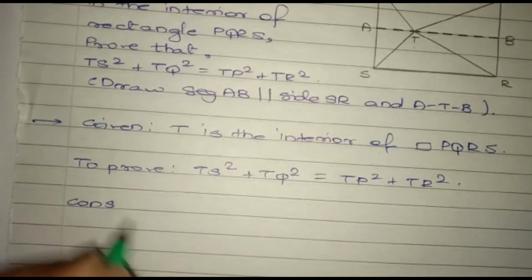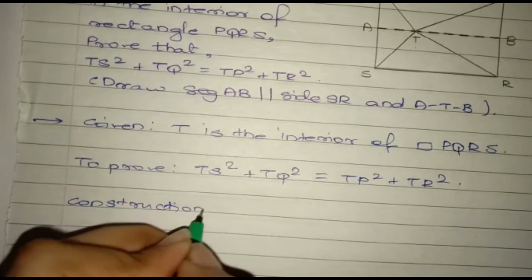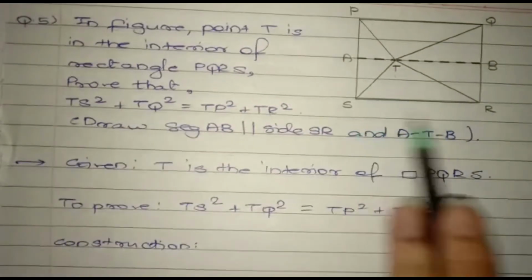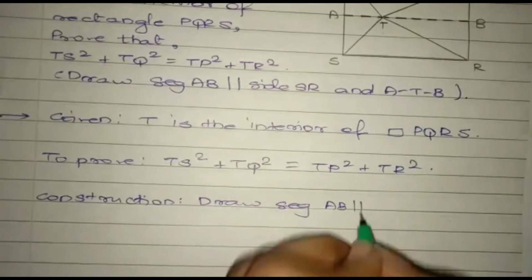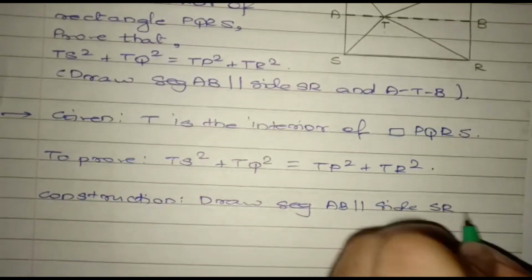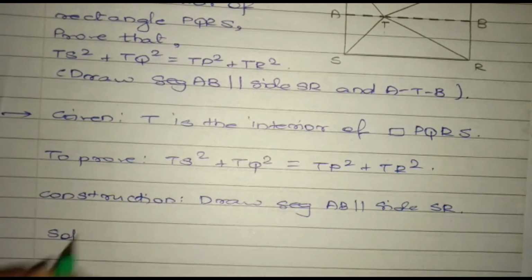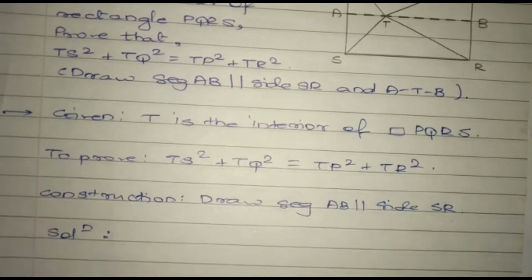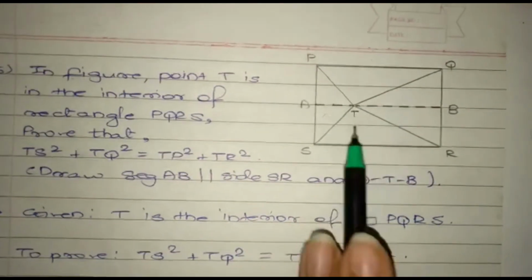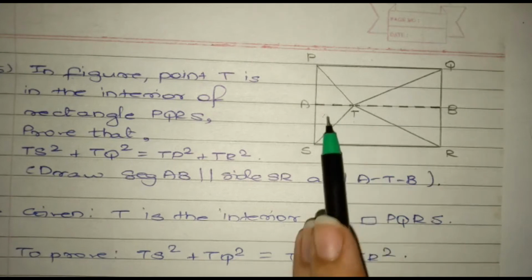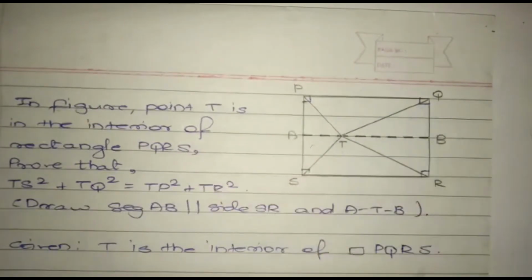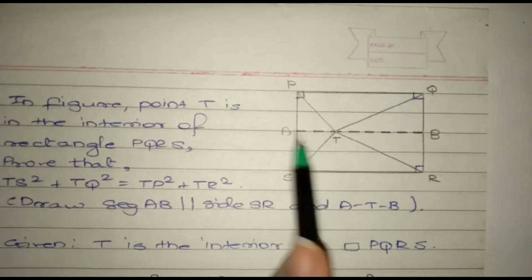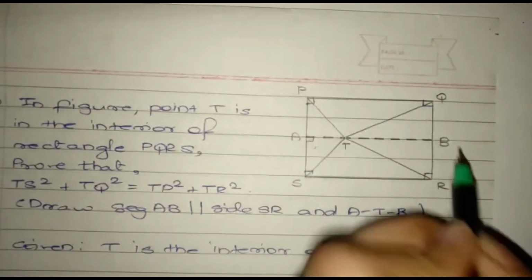Now we have to construct this, that is construction is we have to draw segment AB parallel to segment SR. Draw segment AB parallel to side SR. Now we will write the solution. We know that now we have drawn AB parallel to SR. So since the angles of a rectangle are 90 degree, that are right angles, so since AB is parallel to SR, this angle will also be 90 degree.